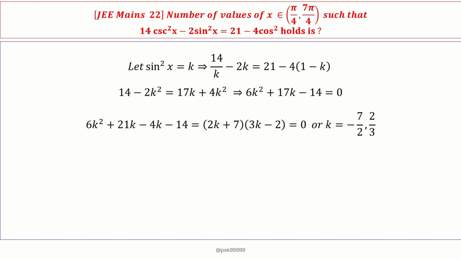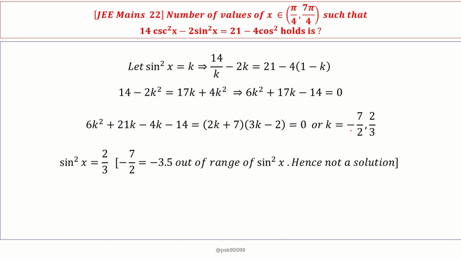Solve it. I get (2k plus 7) into (3k minus 2) equal to 0, so k has two values: minus 7 by 2 and 2 by 3. Clearly, sin square x equal to 2 by 3 is the only solution, because minus 7 by 2 means minus 3.5, which is out of range for sin square x. Sin square x is only from 0 to 1, so you can ignore it.